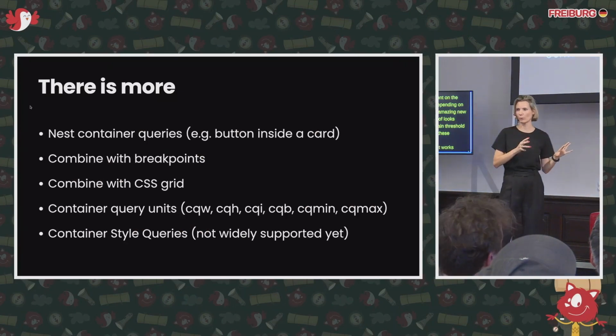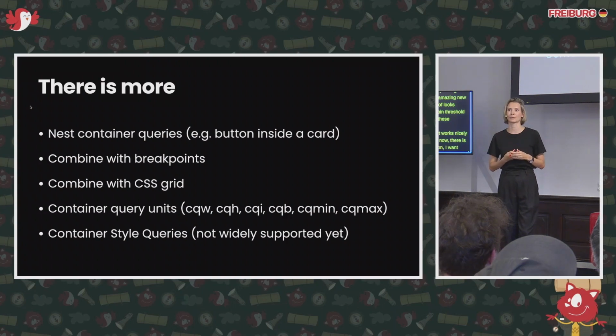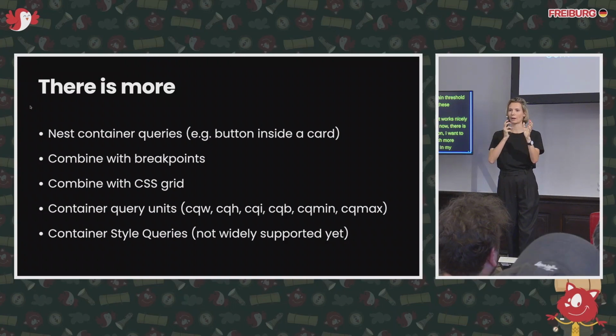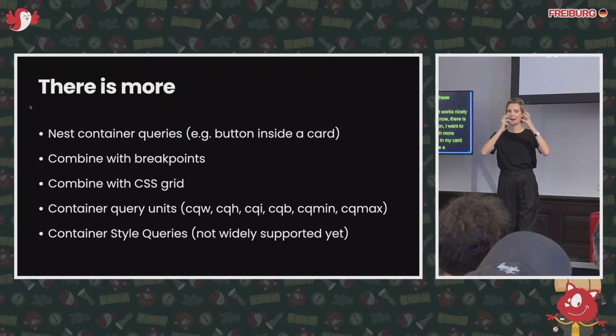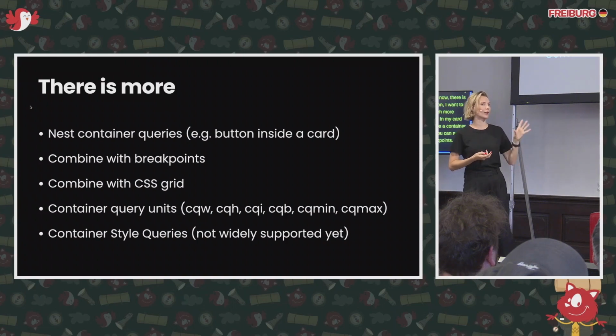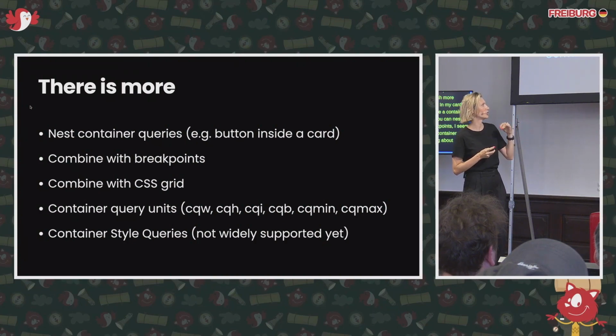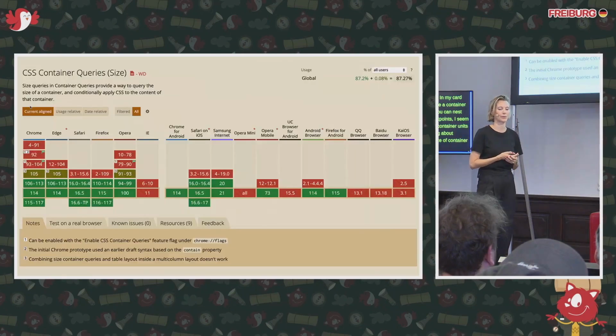Now, there is more, which I'm not going to touch on. I just want to have it mentioned. You can get much more complex with those container queries. In my card example from before, the little button could also be a container query, showing and hiding icons. And so you can nest them. You can combine them with breakpoints. I see them a lot combined with CSS grid. There's container query units. And very important to say, I'm talking about container queries in relation to size container queries. There are also style container queries, but they're not widely supported yet. So I'm not talking about those.